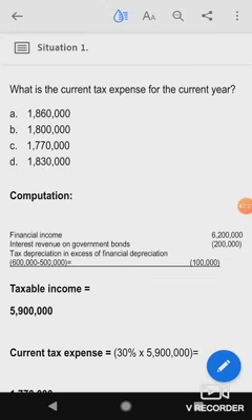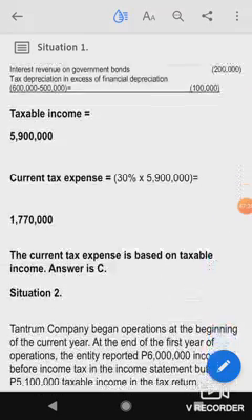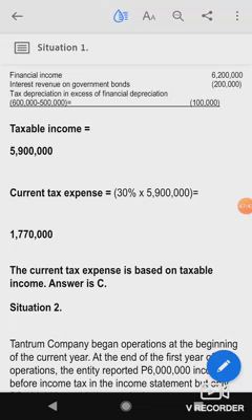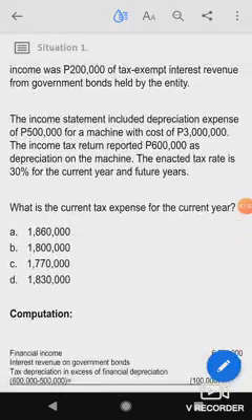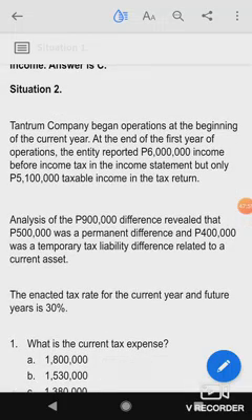So we deduct 100,000. So therefore 6.2 million minus 200,000 minus 100,000, taxable income will be 5.9 million. So the current tax expense is at 30% business tax. This, for example, times 5.9 million is 1,770,000, which is the tax due. So the answer is the current tax expense based on taxable income. The answer is letter C, which is 1,770,000.